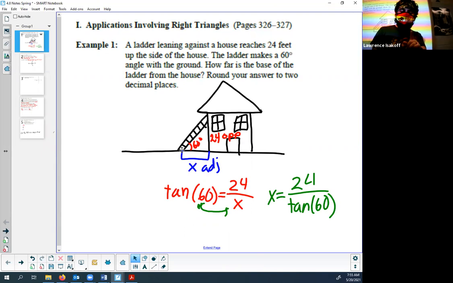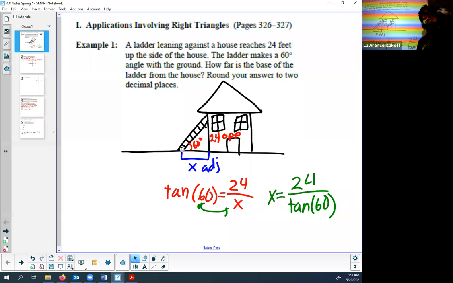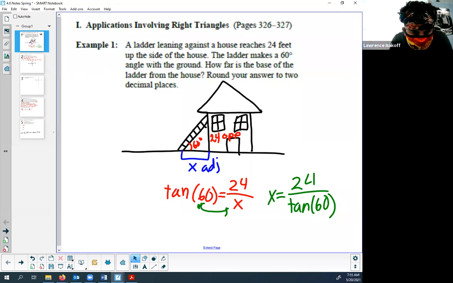Key here is Desmos loves to default to radians. You could change 60 into pi over 3 radians and get your answer that way. But I'm going to also show us we can just switch our units to degrees. And that's what we're going to do. So we're going to switch the units to degrees, just do 24 over the tangent of 60, and that will give us the distance.